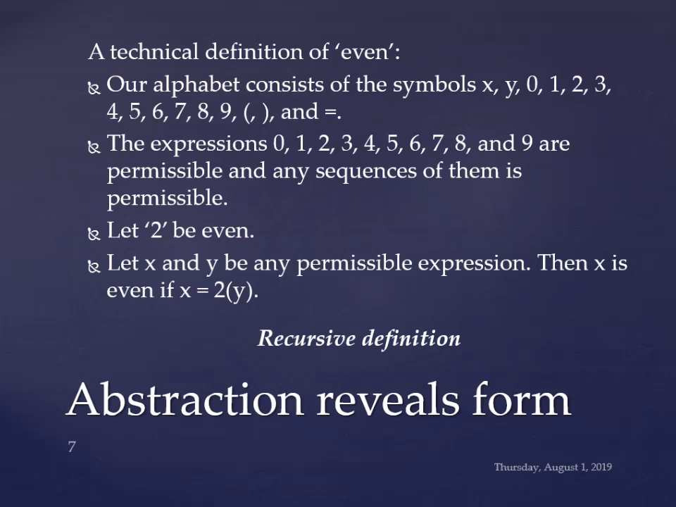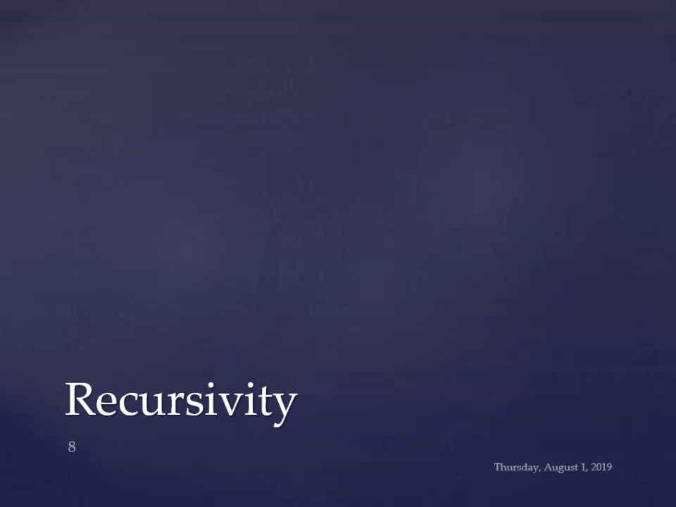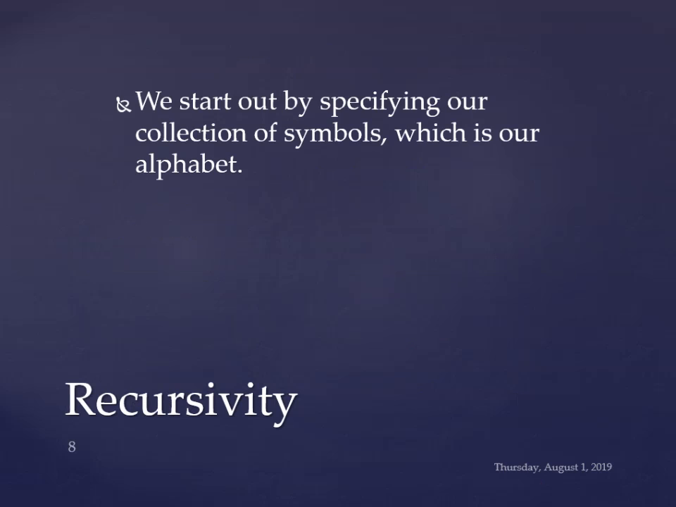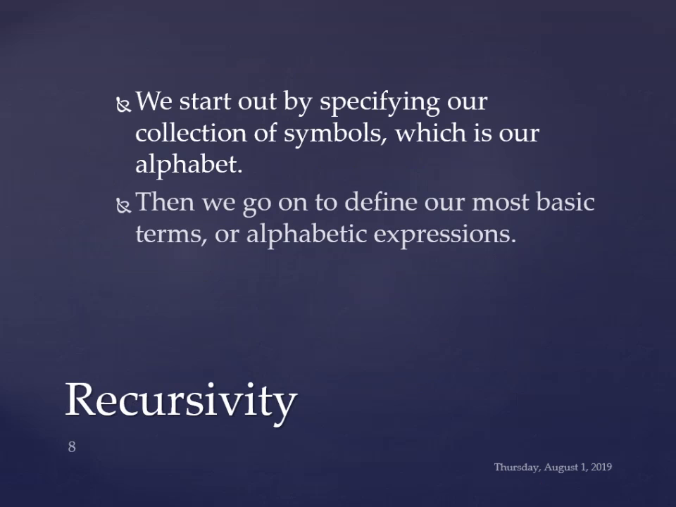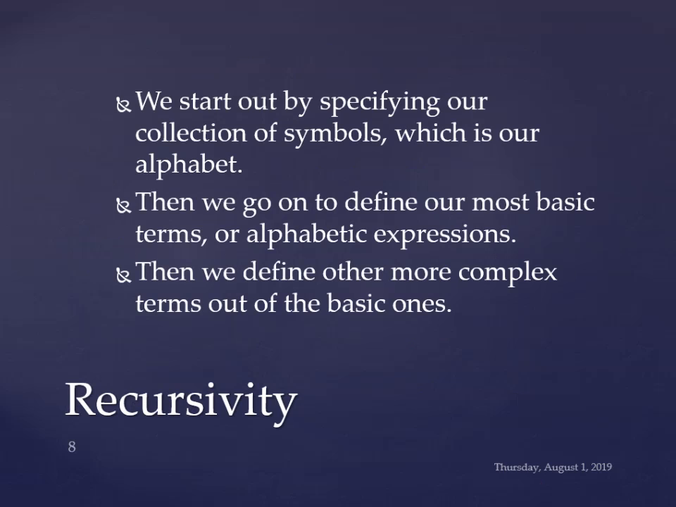Now what is characteristic about recursive definitions? Well, the pattern I want you to notice is how we went from getting our symbols on the table, specifying some simple ways we could put them together, and then more complex rules. So the next slide will explain that more clearly. You start out by specifying your collection of symbols, which is your alphabet. Then you go on to define your most basic terms or alphabetic expressions. And then you define more complex terms out of the basic ones.